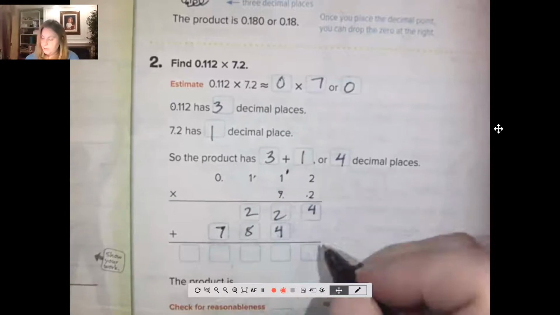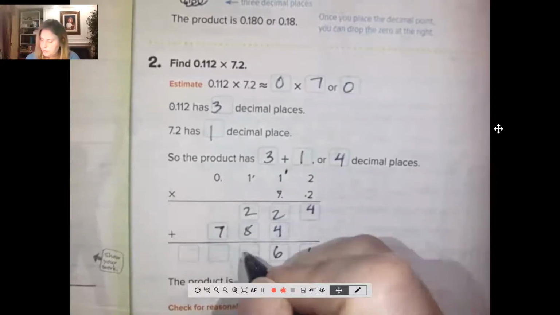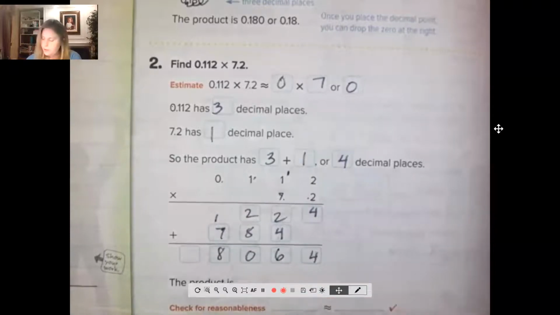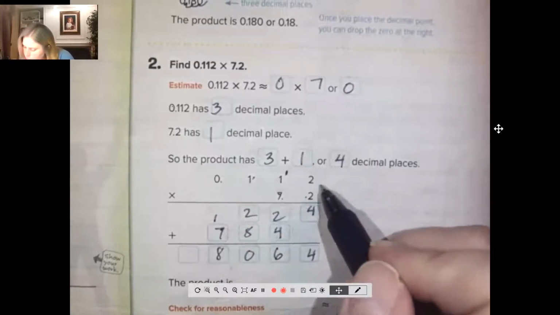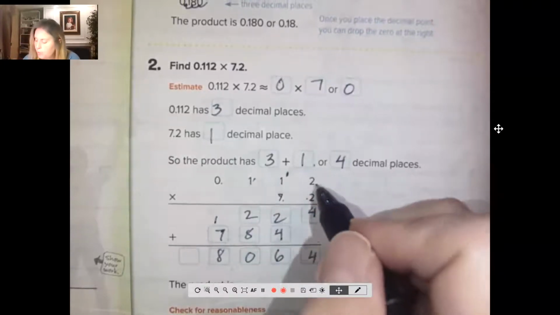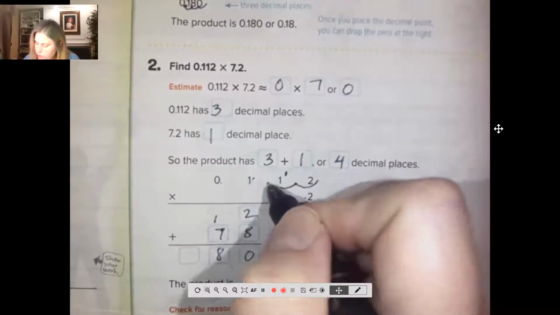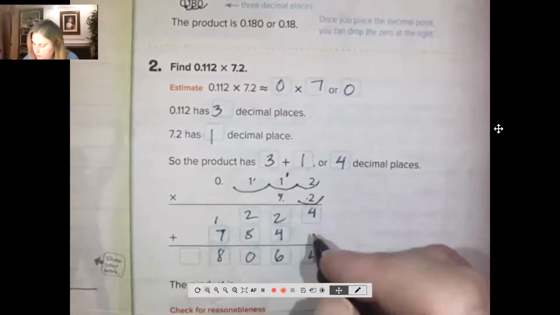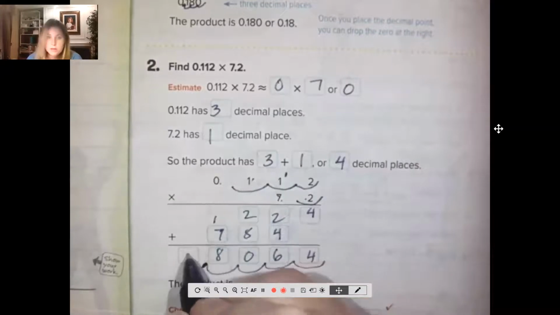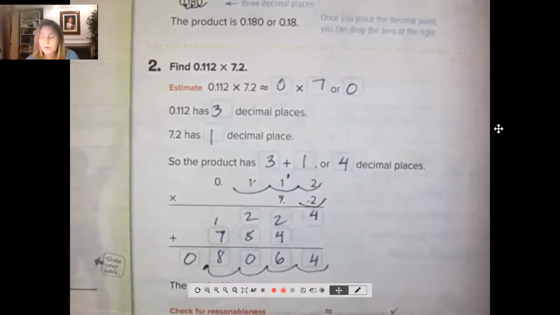Okay, then we're adding up. We have 4, 6, 10, write the 0, carry the 1, 8. And then we had 1, oh, we already set up here. We would need 4 decimal places, but 1, 2, 3, 4 decimal places. 1, 2, 3, 4 decimal places. And right here, we annex a 0, okay?